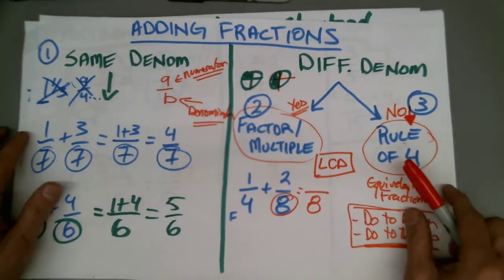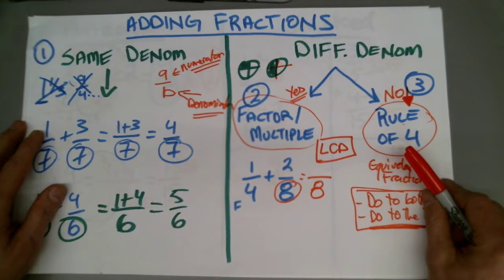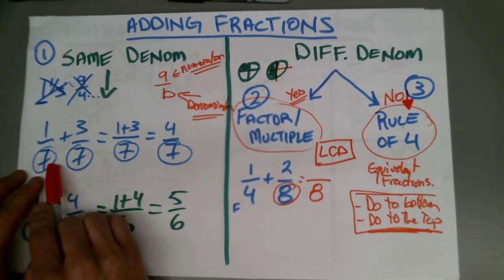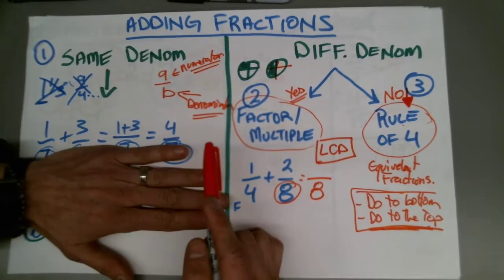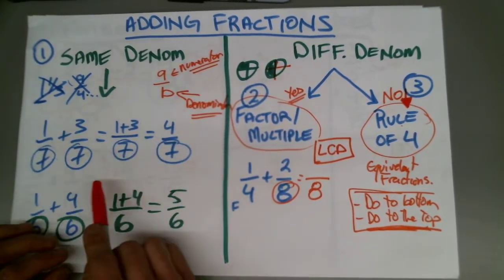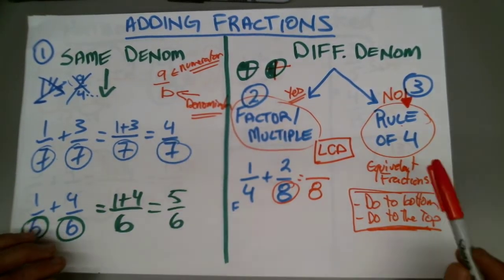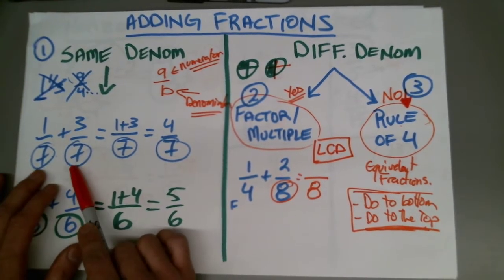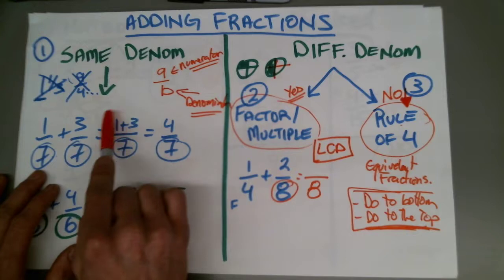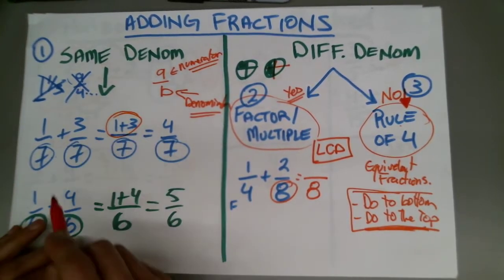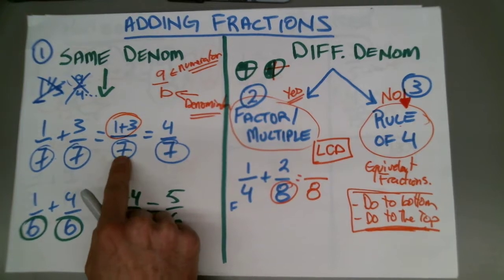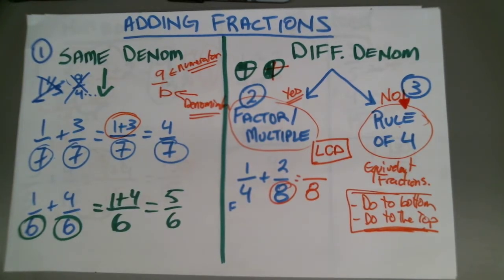Last video, we reviewed the 3 ways that you can find or add fractions. First one, same denominator, keep the denominator. Add the tops. This is the ultimate goal. At the end of all of the other situations, we are going to end up with the same denominators. You just got to know, add the tops only. If you go 7 plus 7 equals 14, you've just completely changed that whole operation.